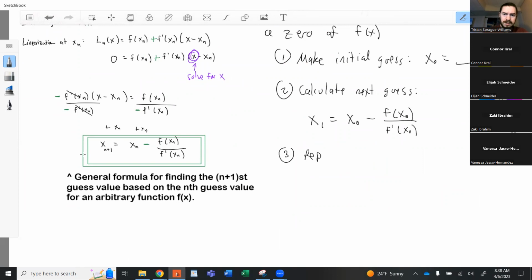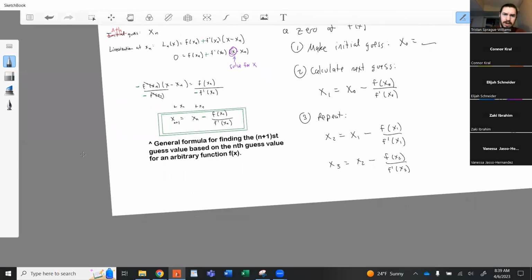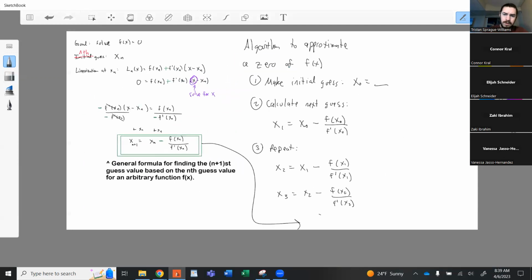3, repeat. x2 equals x1 minus f of x1 over f prime of x1. x3 would be x2 minus f of x2 over f prime of x2. And in general, just use that. The n plus first number is the nth number minus f of that divided by f prime of that. So as many times as you want until you reach the desired level of accuracy.